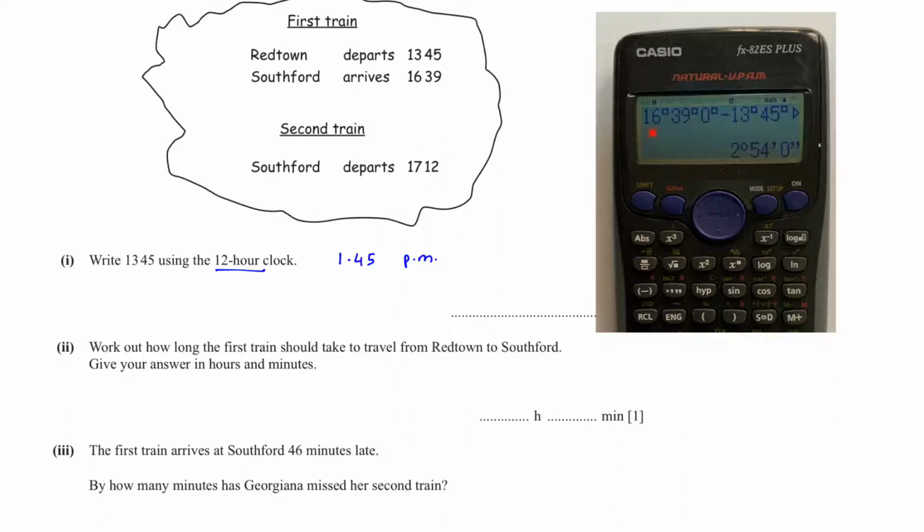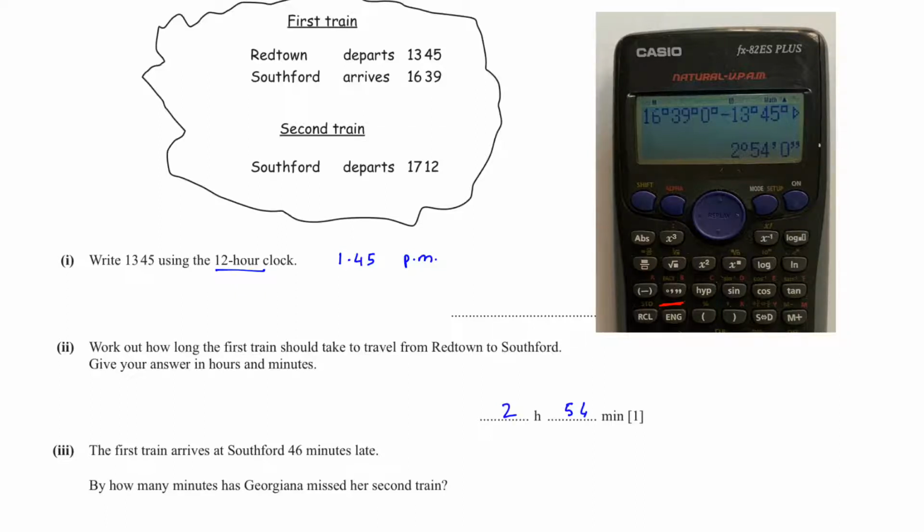In your calculator, write 16 and press this button. Then write 39, press this button again. Put 0, press this button. This is the hours, minutes, and seconds. Then you do the same, subtract 13, the button, 45, the button, 0, the button, and you will get 2 hours, 54 minutes. It's a very easy way to write the answer like that.